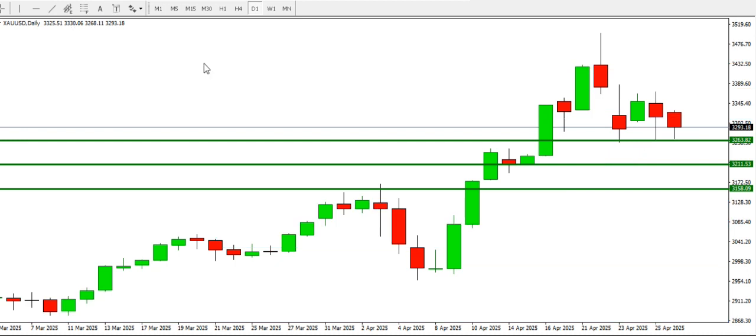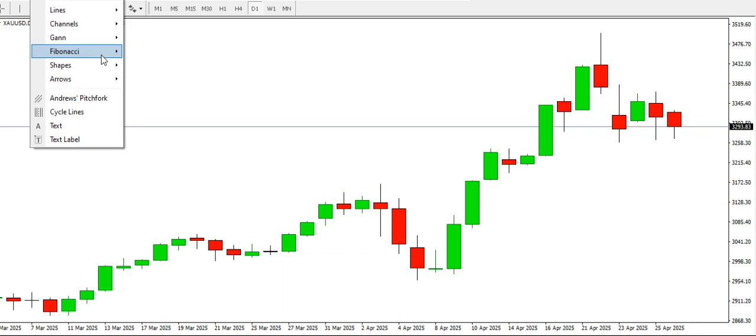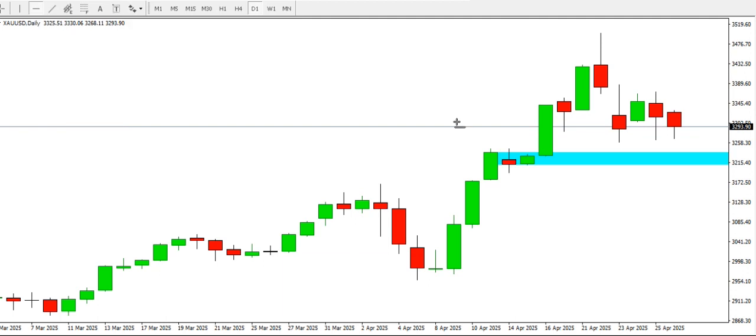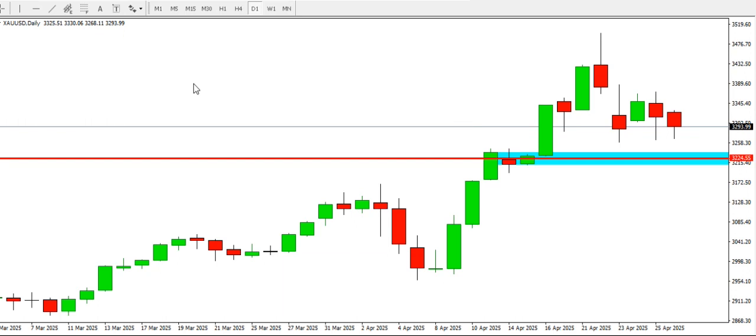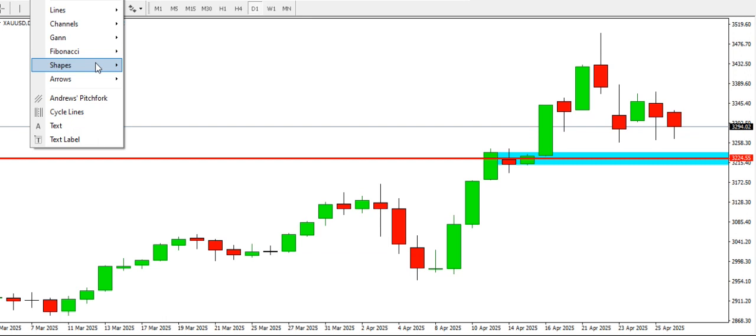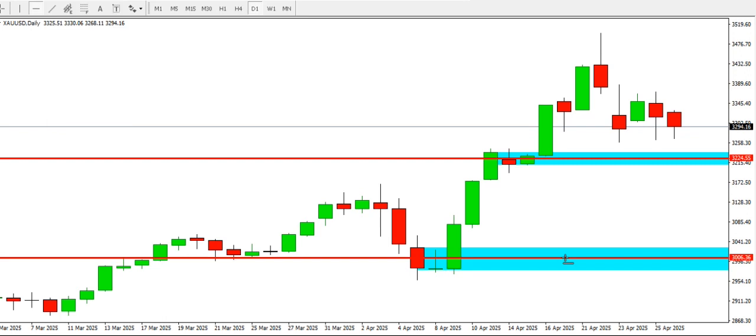But on the daily time frame for order block analysis, the order block is at the 3200 area, 3224 area. Another order block is at this area, 3000 area. So these are likely places price might drop to.